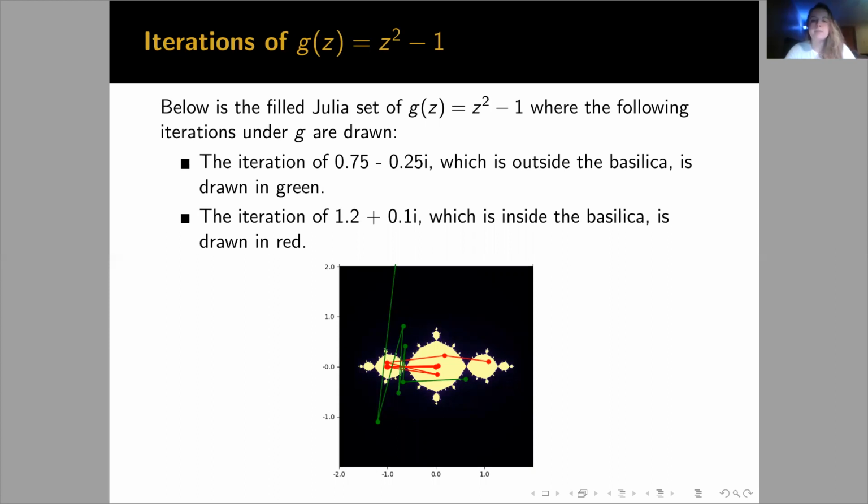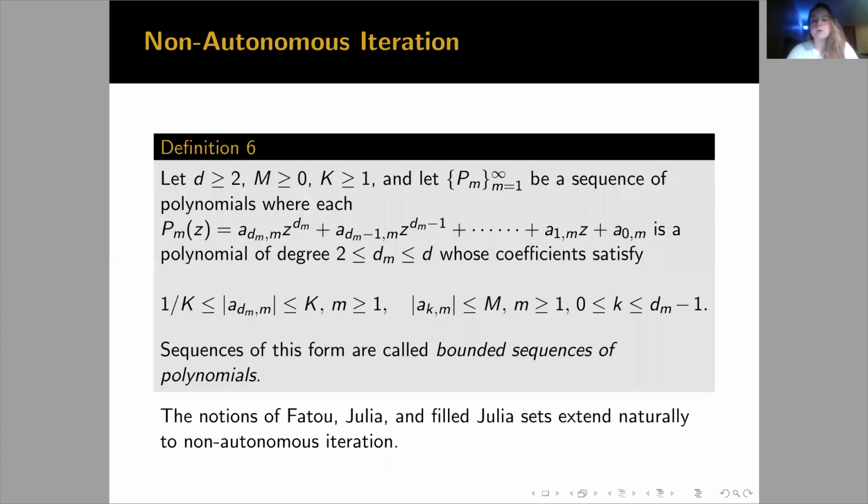We just looked at the dynamics of f and g because quadratic functions are the simplest complex differentiable functions that have a degree greater than 1. So they'll be the ones that we analyze in our investigation of non-autonomous sequences of polynomials. We won't be looking at rational functions of degree 1 because those functions are already well understood. So we will now be moving on to non-autonomous iteration.